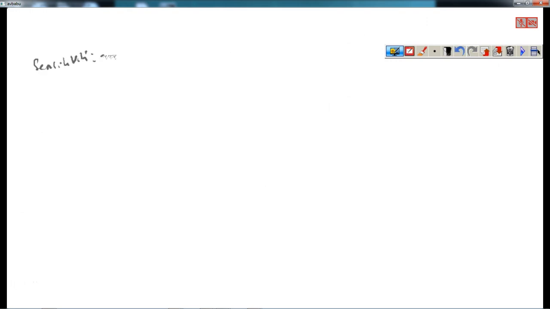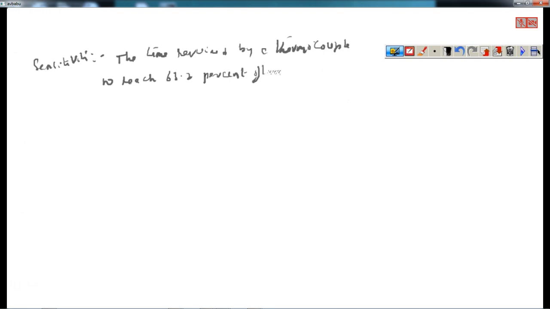Sensitivity. This is nothing but the time required by a thermocouple to reach 63.2% of the initial temperature difference. Initial temperature difference is called sensitivity. I will talk about this now clearly.